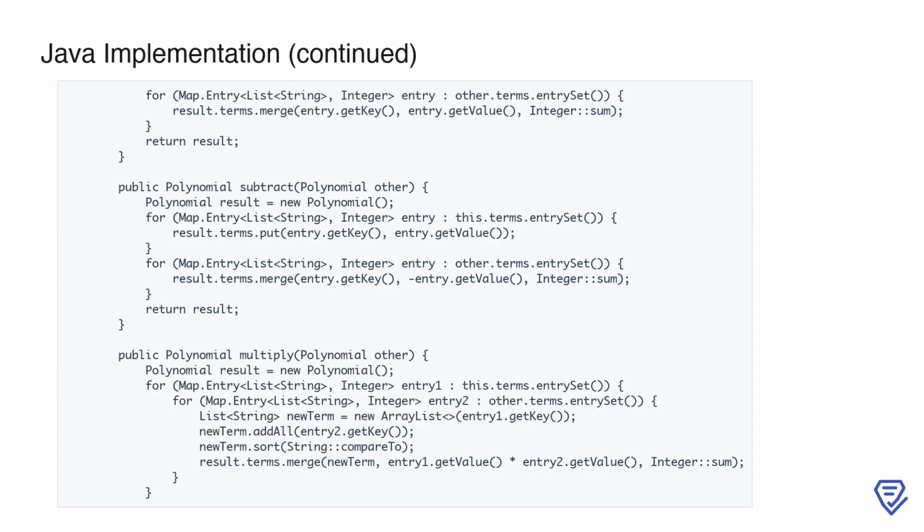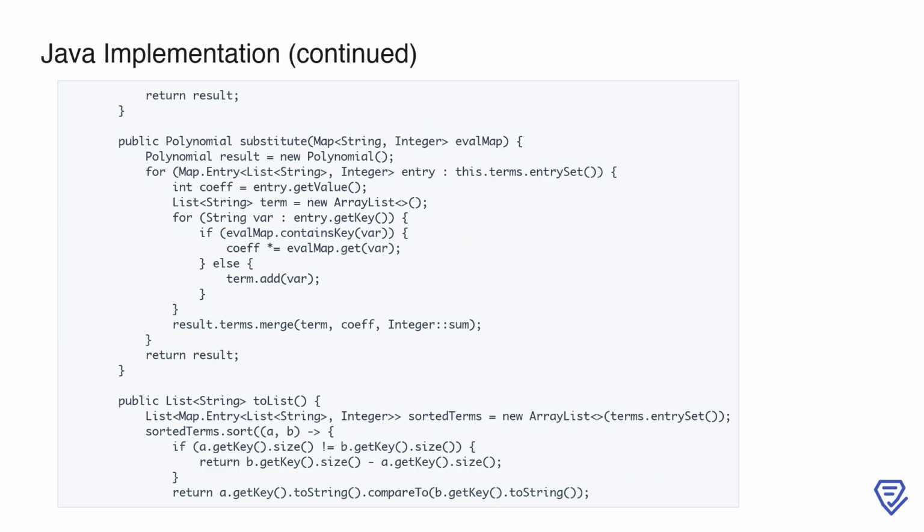The multiply method is slightly more involved, as it computes the product of every term in the first polynomial with every term in the second. The variables from both terms are combined into a new term, which is then sorted to maintain a consistent order. The coefficients are multiplied, and the resulting term is added to the result polynomial. This approach ensures that all terms are correctly combined and no duplicates are introduced.